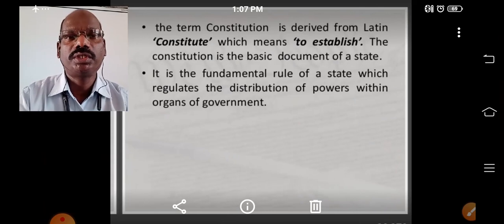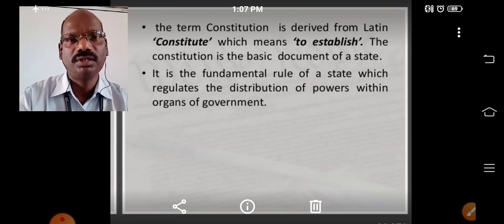Again, the origin of the word constitution. The term constitution is derived from the Latin word constitute, which means to establish.